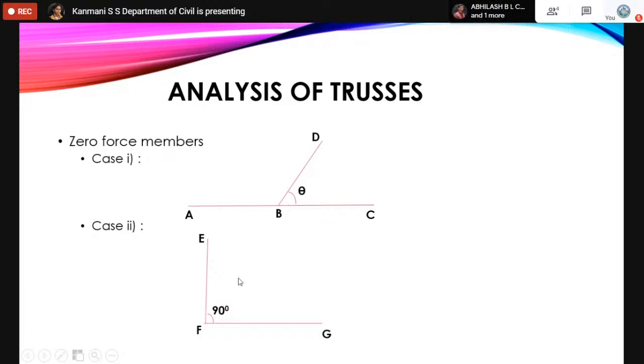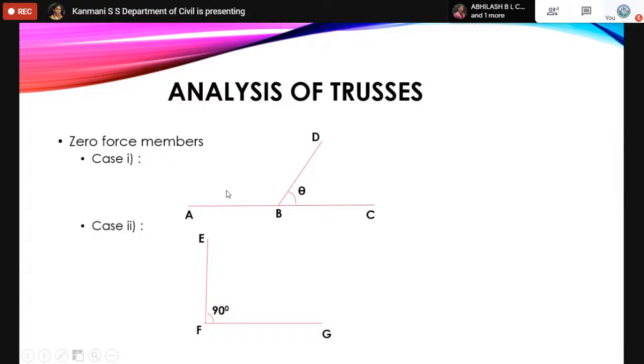So if you find such members given, the force will be 0, and this collinearity may be in any direction. If 2 forces are collinear to each other, then the force in the other member will be equal to 0. Another case is case 2, where you have at joint F only 2 forces. If 2 members are joined at one single joint, which are 90 degrees to each other, then force in each member will be 0.